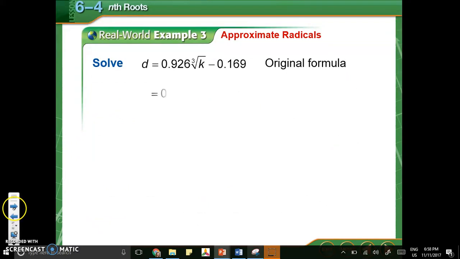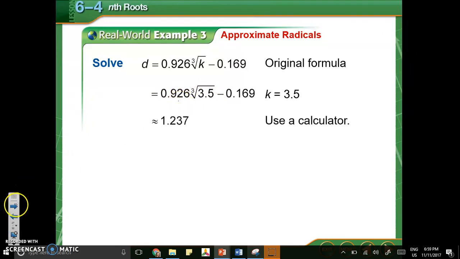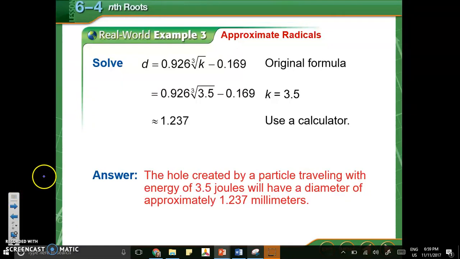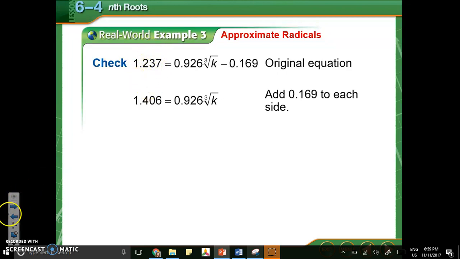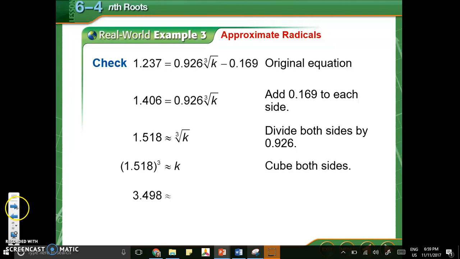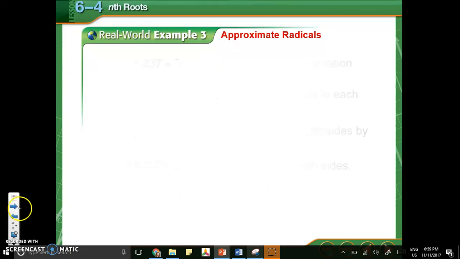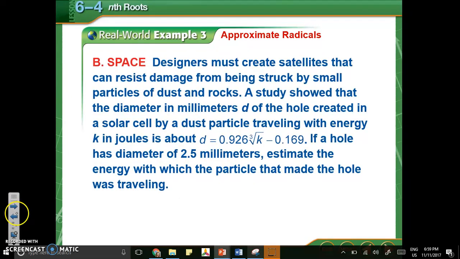Get excited about that. So we plug in our 3.5. You just have to make sure that when they give you information, you're plugging it in for the right variable. And then you use a calculator and you get about 1.237 millimeters. Super important that you read the units and put the correct units in the answer. All right, and when we check, if I wanted to plug in the answer that I got for my diameter and solve for the energy, I do get the energy that it gave me at the beginning. So that shows that my answer was correct.